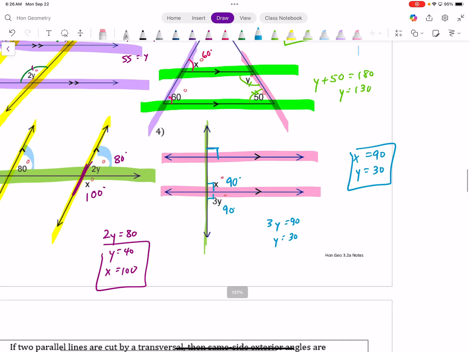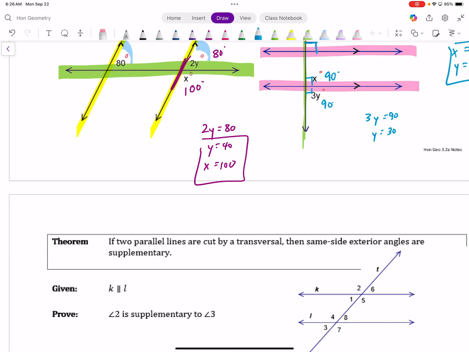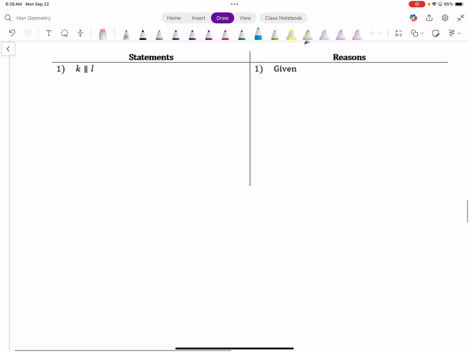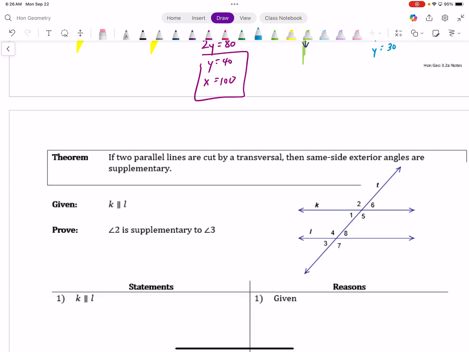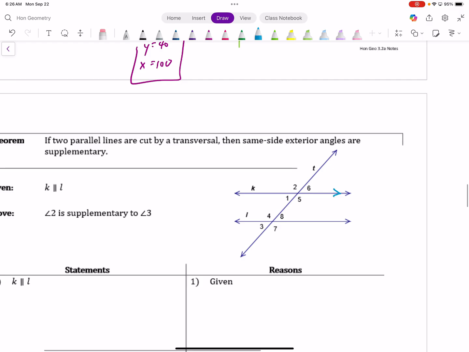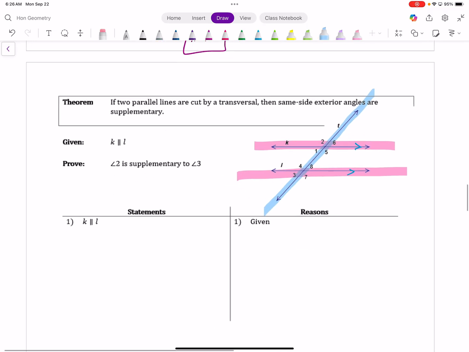Okay. What else we got? Oh, another theorem. Yay, yay. Is this it? Yep. Okay. So if two parallel lines are cut by a transversal, okay, so here's our parallel lines. We got our given down here. Two parallel lines cut by a transversal. Then angle 2, what we're trying to prove, same side exterior angles are supplementary, because we never did prove that one. So we're going to actually physically prove it. So they're picking 2 and 3. I'm going to say, okay, let's prove that those are supplementary.